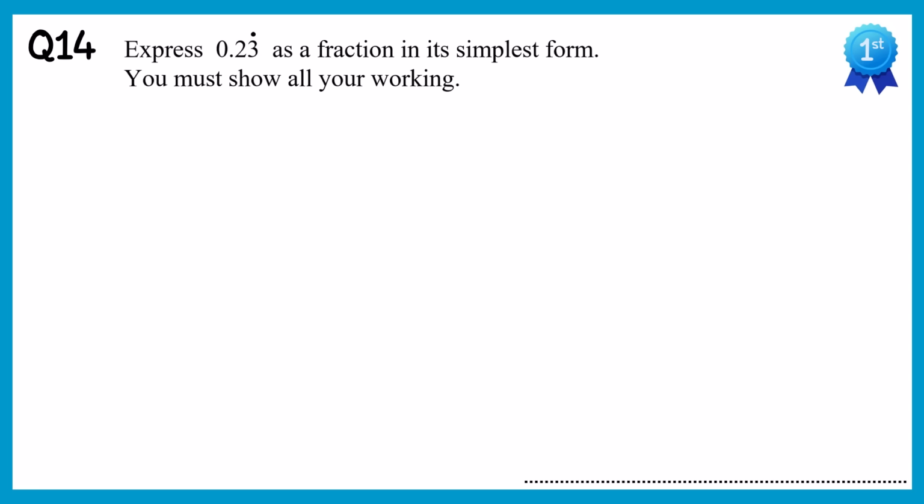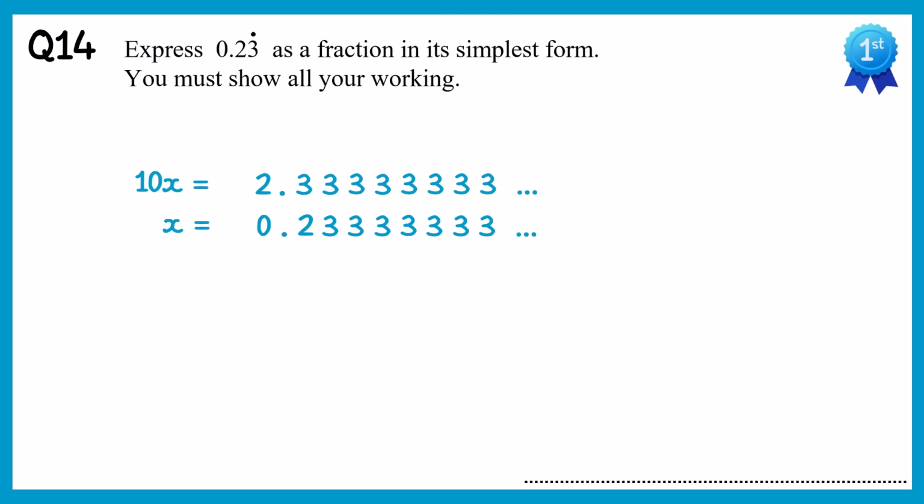For this question, we need to express 0.23 recurring as a fraction. To do this, we start by saying that x is equal to 0.23 recurring. We then multiply this by 10 to get 10x, and to do this, you can imagine all of the digits are moving one place to the left. What we then look for is that all of the digits after this decimal point line up with the same number. Unfortunately, at the moment they don't because we have 3 here and 2 here.